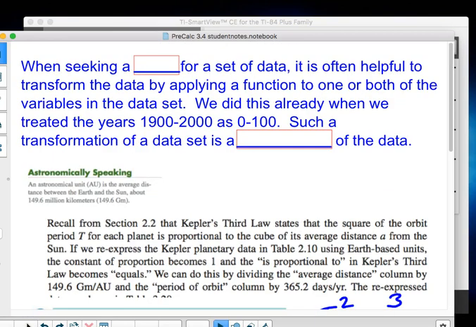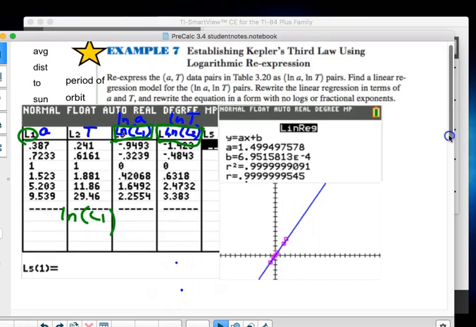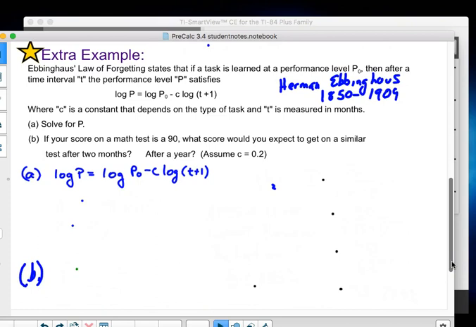Now, the next things. We are going to do some re-expression. Really cool. Talk about Kepler's law. Don't have enough time. Still don't have enough time. This is Kepler's law stuff. This is example 7 stuff. We're going to go to the extra example. Okay, so in the extra example, our last page, very bottom. This is our last thing for today.